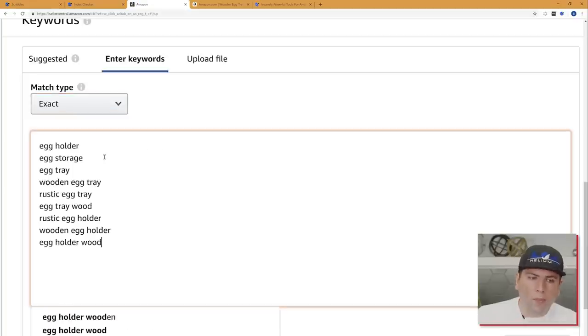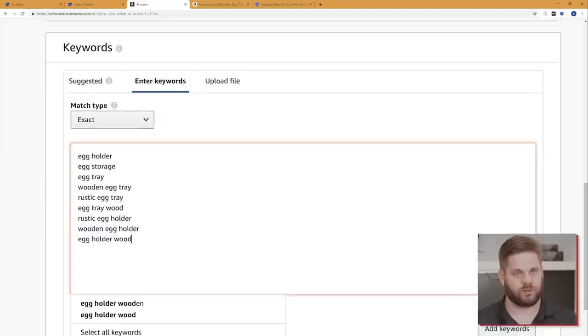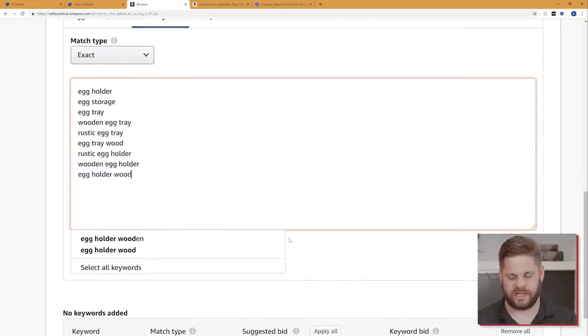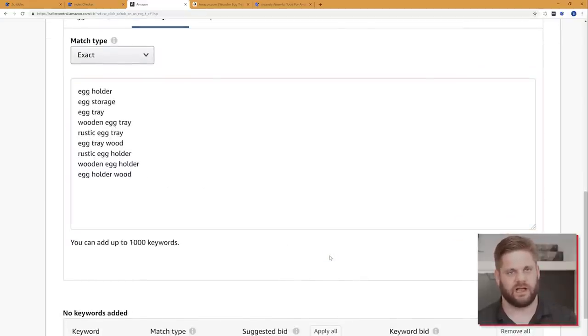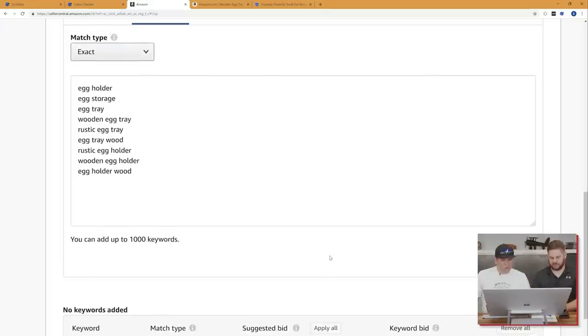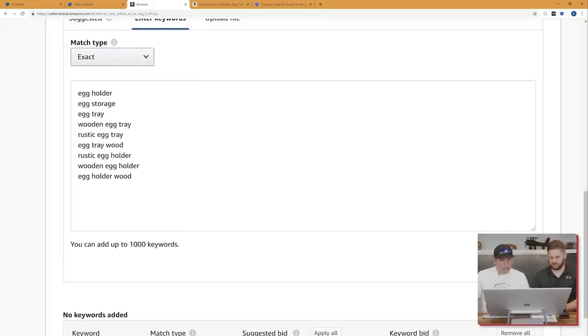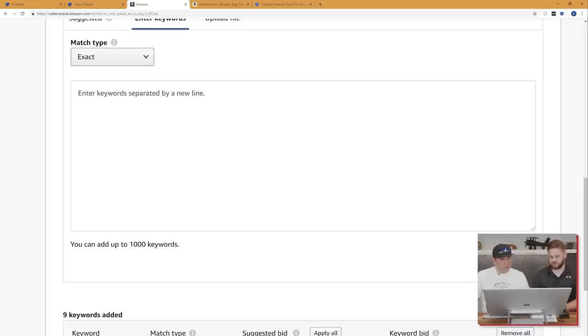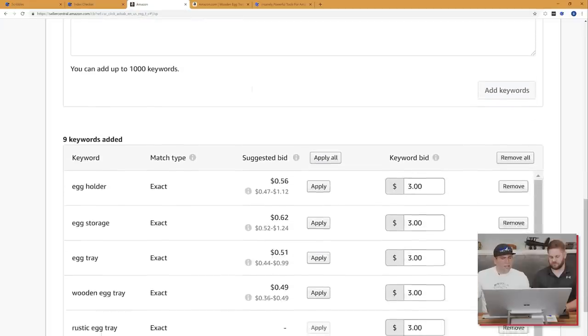You have to put it one per line right here. Yep, no commas, nothing side by side. It's all got to be vertically centered like this. Yep, and then the next step is we're going to go ahead and add these keywords. Okay, now it adds it down here below.